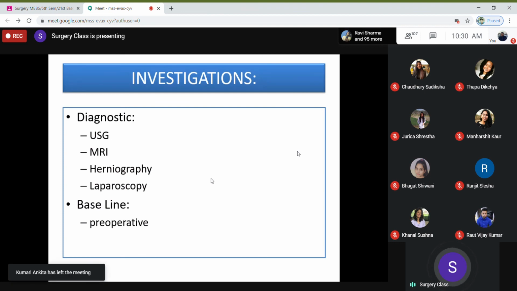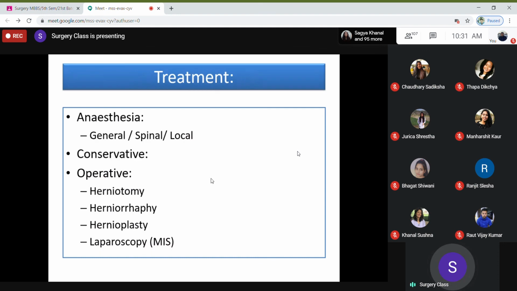Then you have to go for baseline investigations, like for any immunological problem, diabetes, or hypertension. And if you want to operate, you have to investigate for pre-operative preparations. Anesthesia depends on the site: general, spinal, or local. Many times in inguinal hernia we do local, and for femoral hernia we like spinal. Epigastric and other small hernias we can do under local. Big hernias you have to do under general anesthesia.